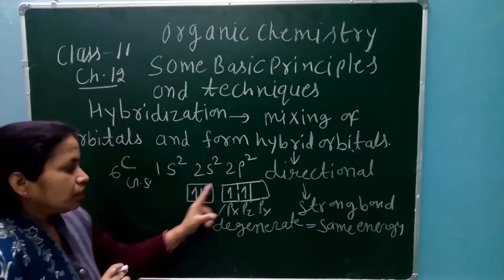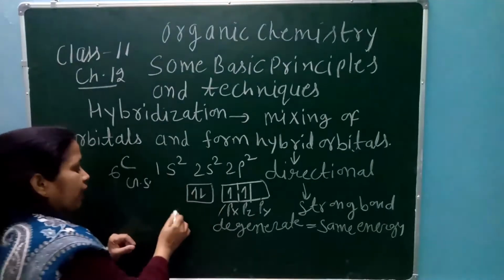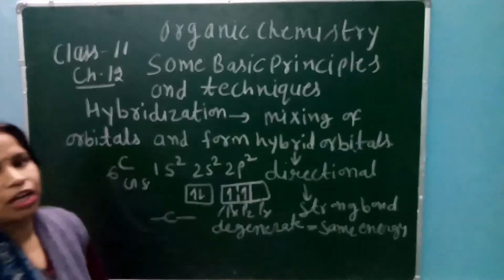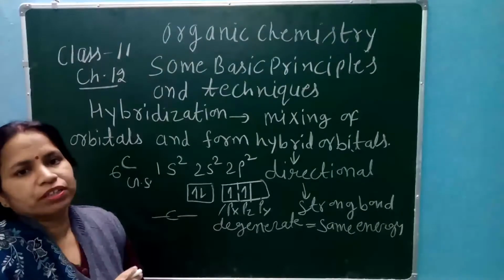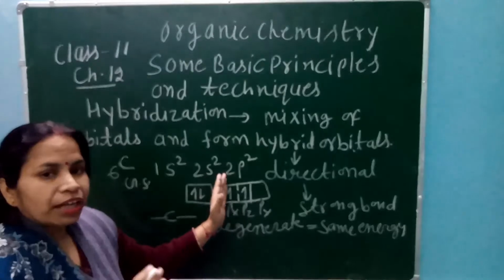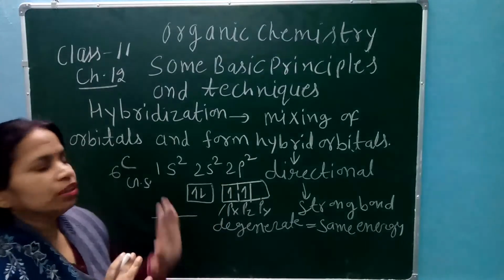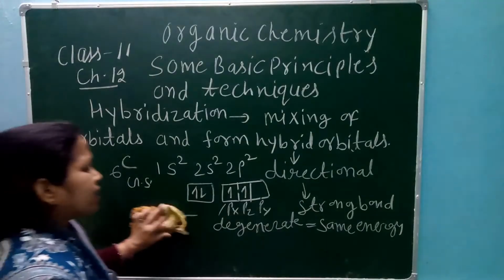Clear? Now you can see there are only 2 unpaired electrons. It means carbon can form only 2 bonds. कार्बन को कितने बॉन्ड बनाने चाहिए? अकॉर्डिंग टू ग्राउंड स्टेट कॉन्फ़िगरेशन 2 बॉन्ड, बिकॉज देयर इज 2 वैलेंस इलेक्ट्रॉन. बट कार्बन कैन फॉर्म 4 बॉन्ड. तो कार्बन 4 बॉन्ड कैसे बनाएगा? लेट्स सी.